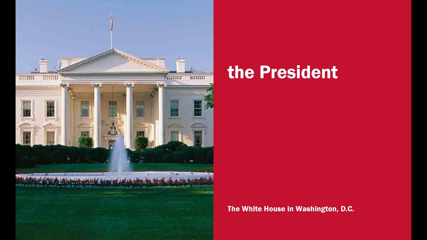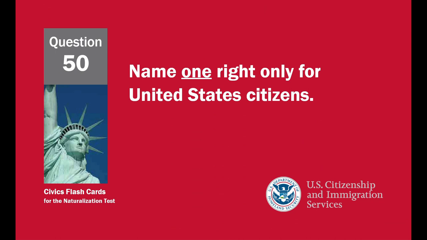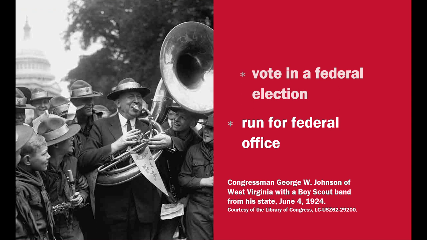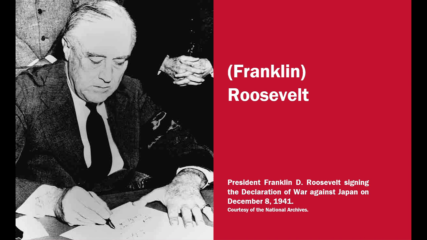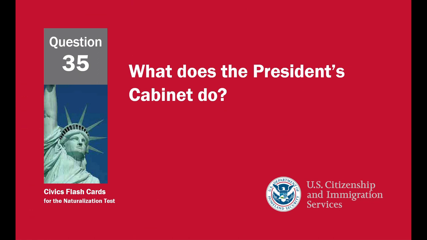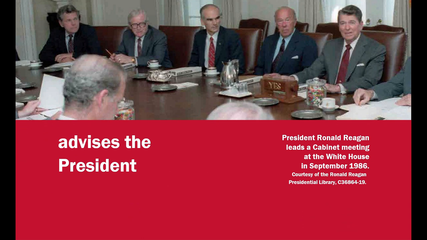Name one right only for United States citizens. Vote in a federal election. Who was president during the Great Depression and World War II? Franklin Roosevelt. What does the president's cabinet do? Advises the president.